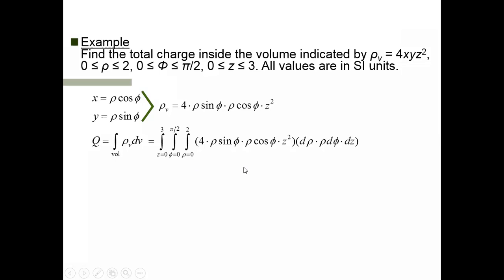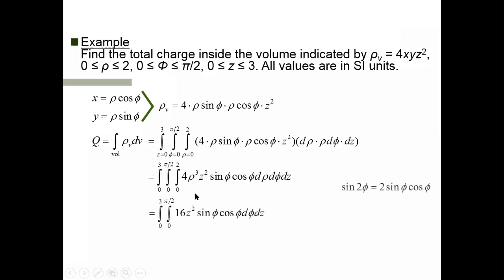I think this integration you can do. So finally you will get the answer as 72 coulomb. Like this, we are using the volume integral, or this concept of rho v. So this is one example. I just wanted to illustrate so that you get some idea of how it should be done.